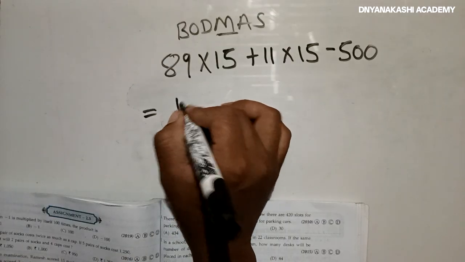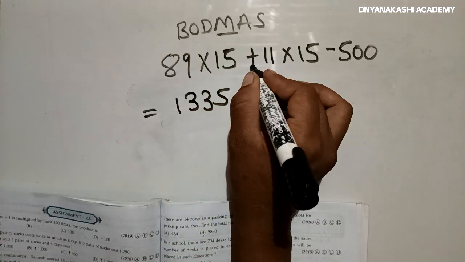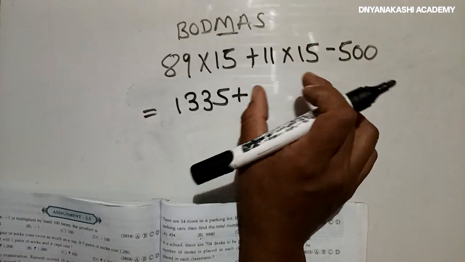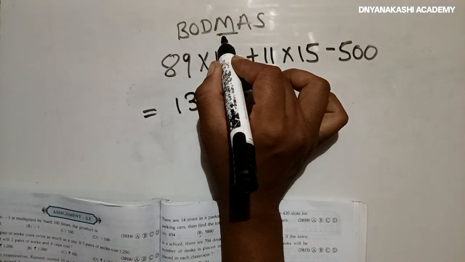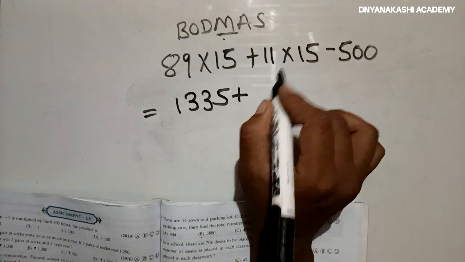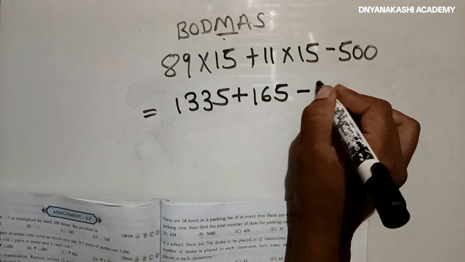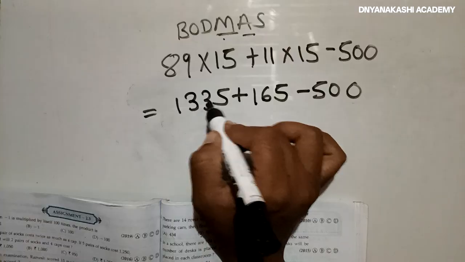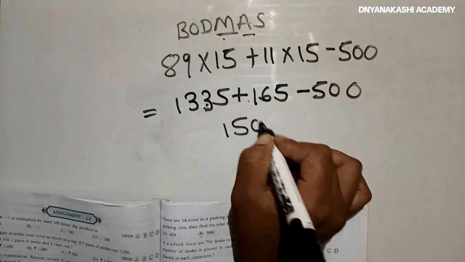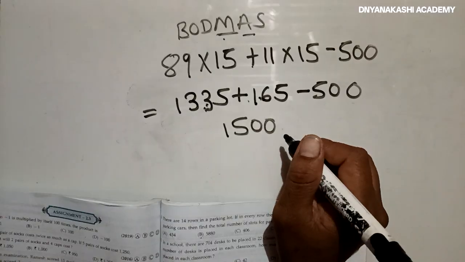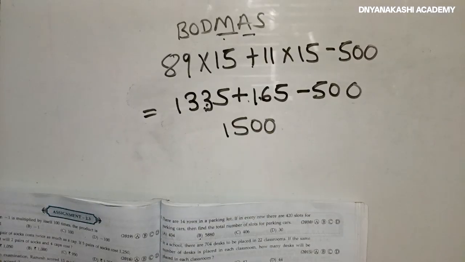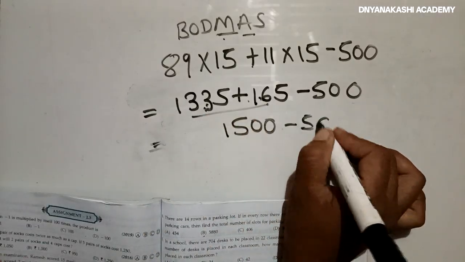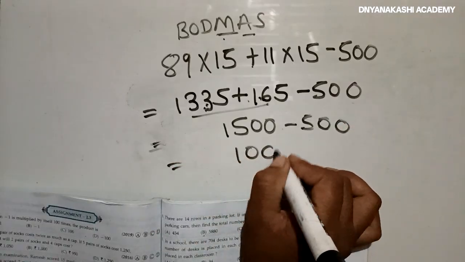The answer is 1335, plus as it is. Next we do the multiplication. First you do the complete multiplication because the rule is there. Okay, 11 into 15 we get 165, minus 500 as it is. What is the rule here? Next we do the addition of these two numbers. We get 1500. 1500 is the addition of these two numbers, and minus 500. What will be the answer? Only 1000.